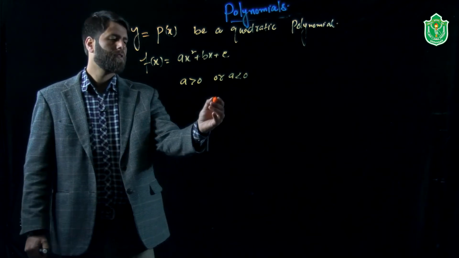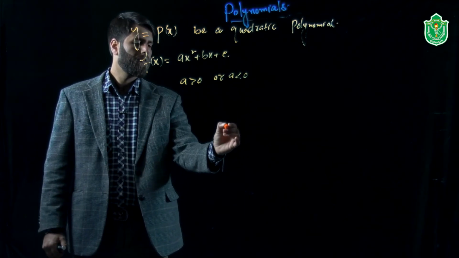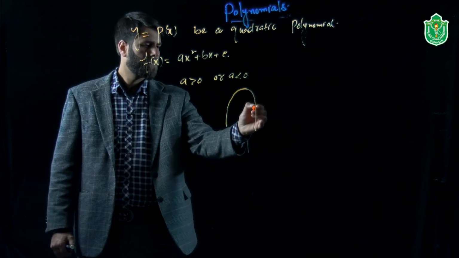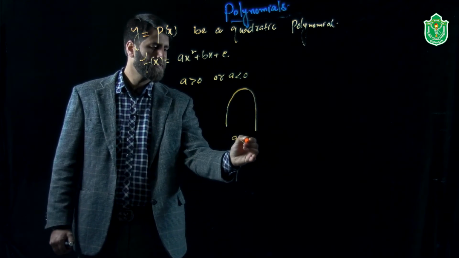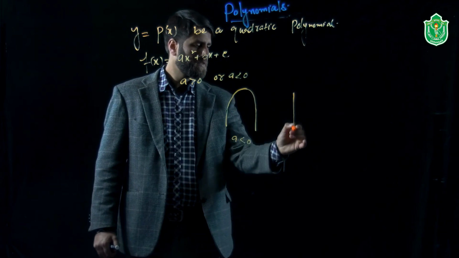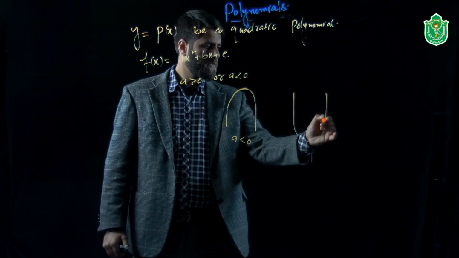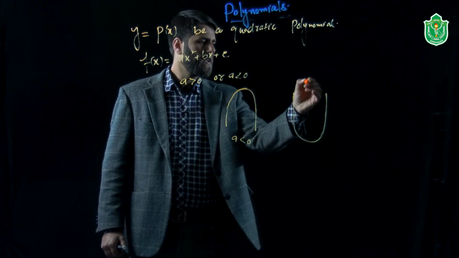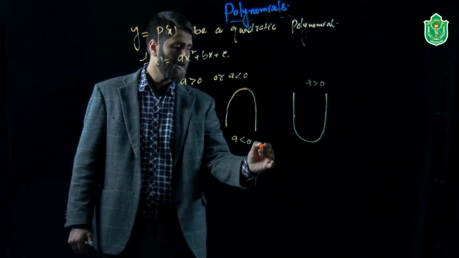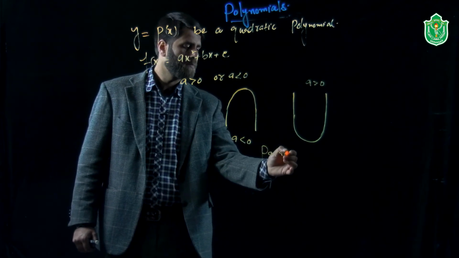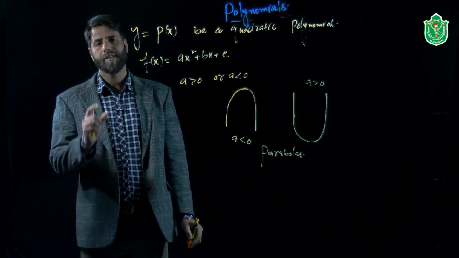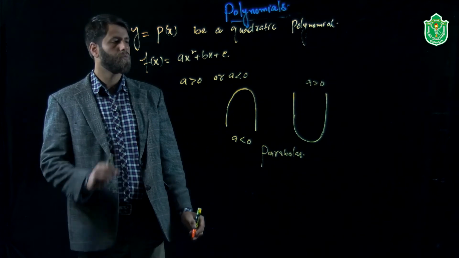So it gives us curves like this. This is a less than 0. Second one is like this. This is a greater than 0. So these two curves are called the parabolas. So it will intersect the x-axis exactly at 2 points.